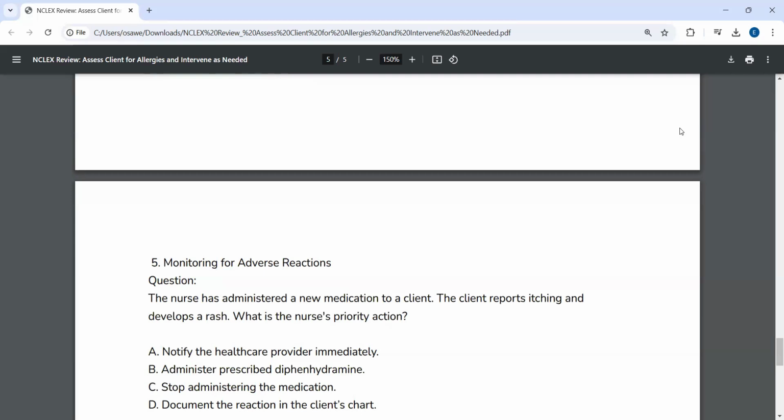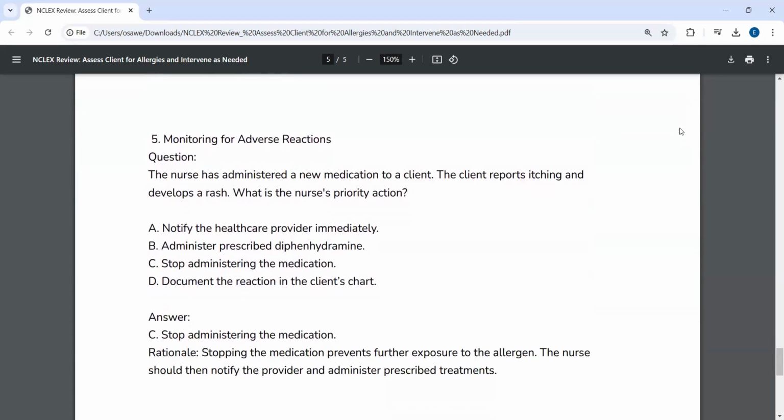What we want to do here is to stop administering the medication. That's the first thing we need to do, the priority right here, to stop administering the medication. Immediately we stop administering the medication, the client will no longer report itching and develop more rashes, right? That's the first thing we need to do. So the answer is C, guys.